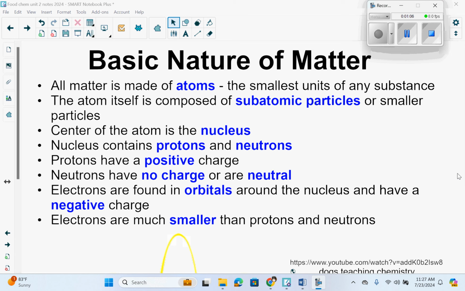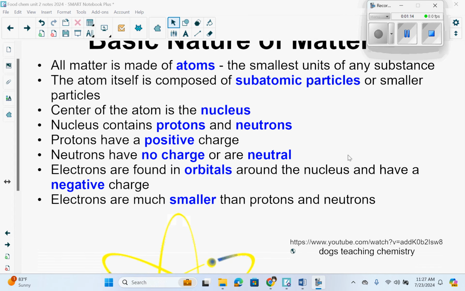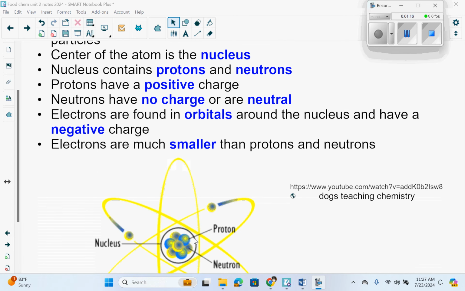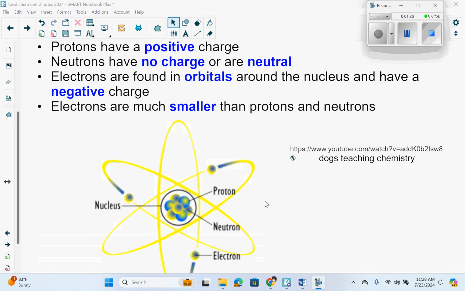The center of the atom is the nucleus. The nucleus contains the protons and neutrons. Protons have a positive charge. Neutrons have no charge or are neutral. So it's right here. This is the nucleus, proton and neutron. Electrons are found in orbitals around the nucleus and have a negative charge. And electrons are much smaller than protons and neutrons.